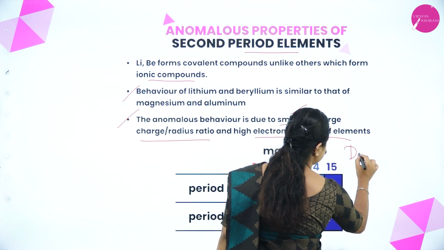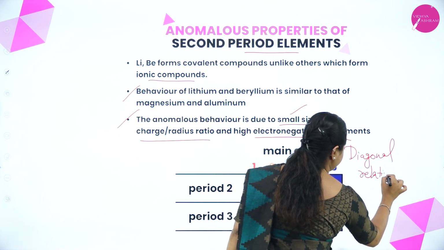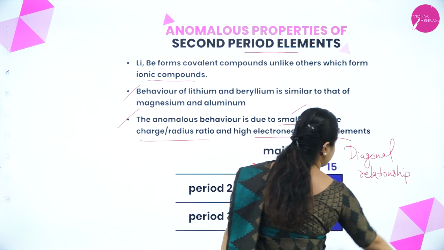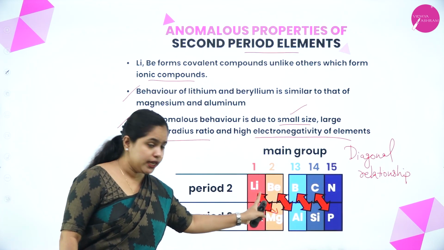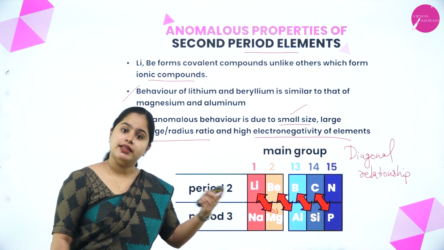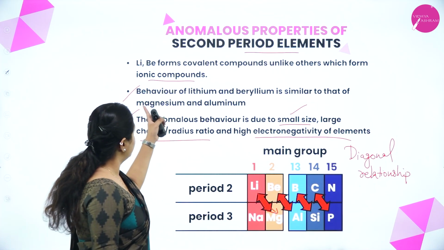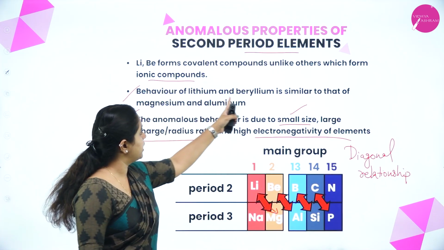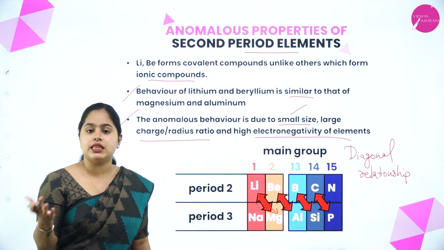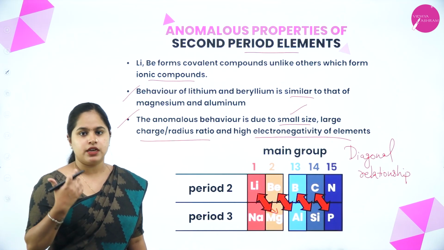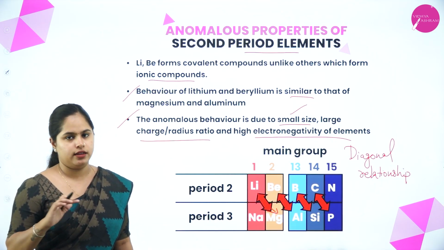So this is called diagonal relationship. Why is this called diagonal relationship? See, lithium is present here, and diagonally magnesium is present there in the third period. So these two have some similar properties. Yes, they have similar behaviors. That is, the behavior of lithium and beryllium is similar to that of magnesium and aluminium. So second period and third period elements are showing certain similar properties. What these exact properties are, you will be studying in another chapter.